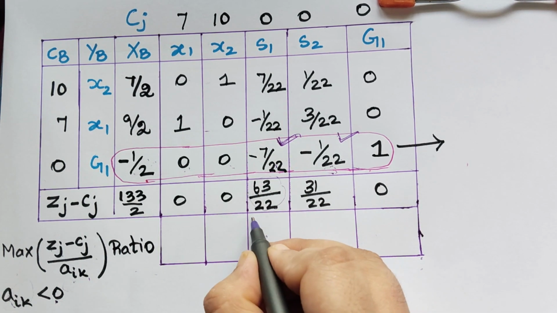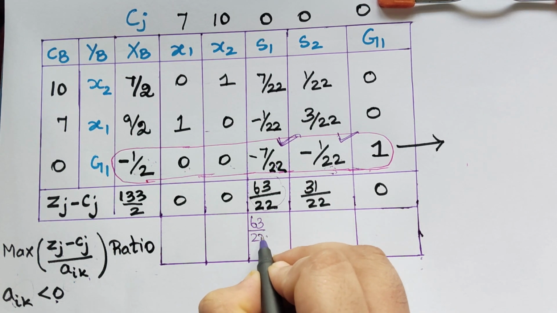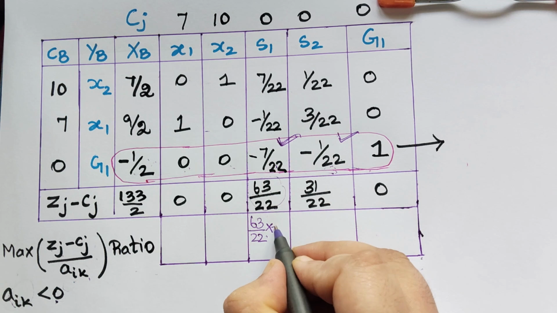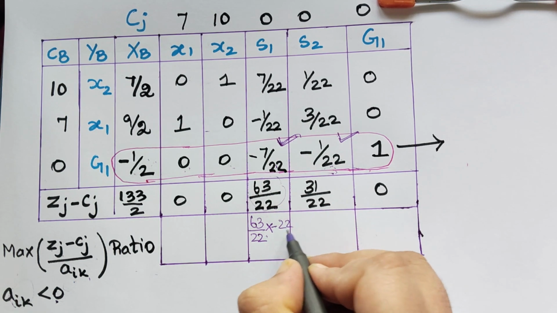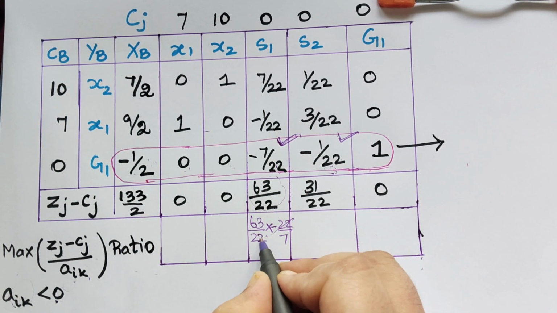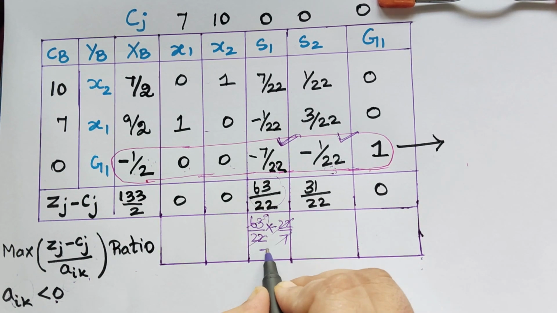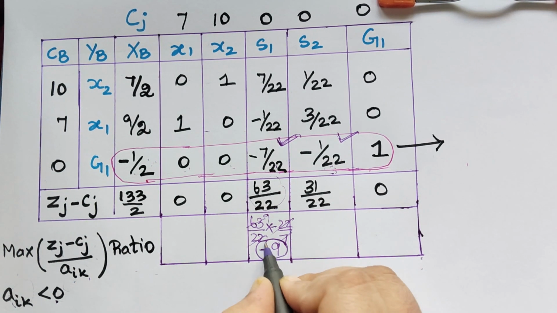So 63 by 22 divided by, we can make it a reciprocal and put it in multiplication, multiplied with 22 by 7. So 22 and 22 will get cancelled. 7 1 times, and this is 9 times. So it will be minus 9. So the ratio here is minus 9.